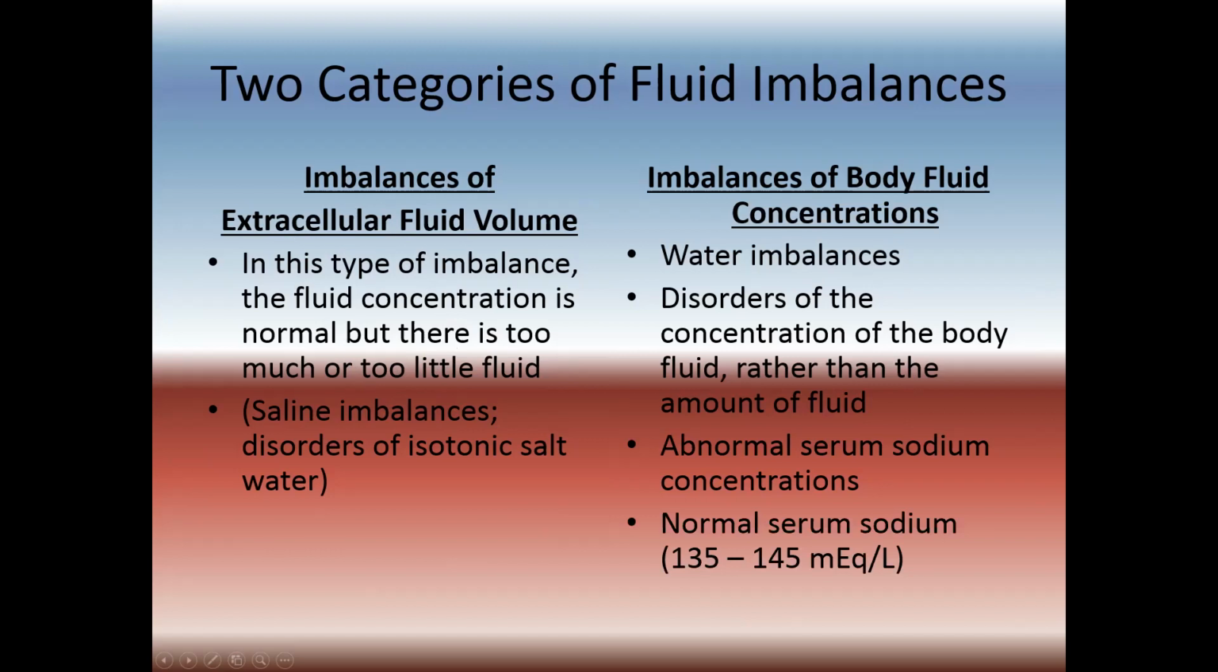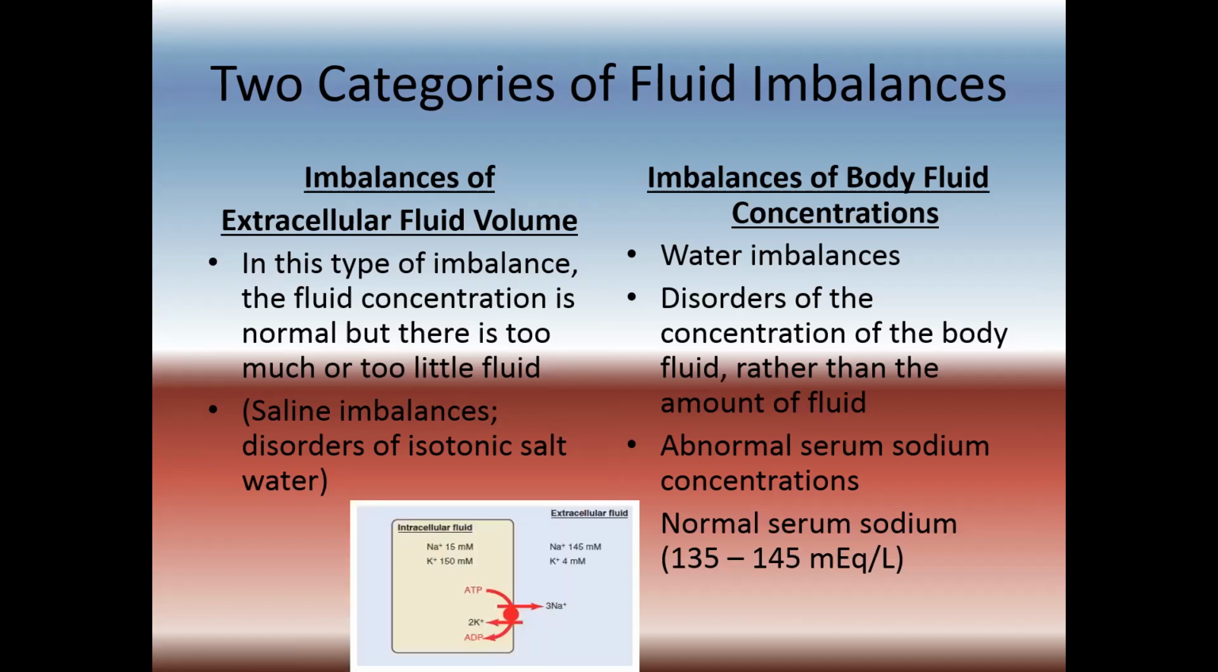So you need to know a normal serum sodium level. It's between 135 and 145 milliequivalents per liter. So we said that inside of our cell we have very little sodium, and outside of our cell we have a lot of sodium. And inside of our cell we have a lot of potassium, and outside of our cell we have very little potassium. And that occurs because of the sodium potassium pump that requires energy. It requires ATP. So sodium is moved out of the cell and potassium is pulled into the cell because of this pump. And that's what maintains those concentrations.